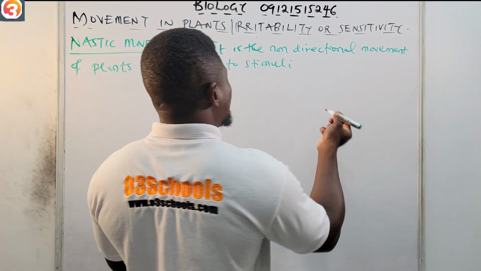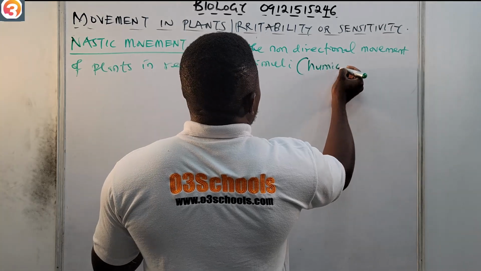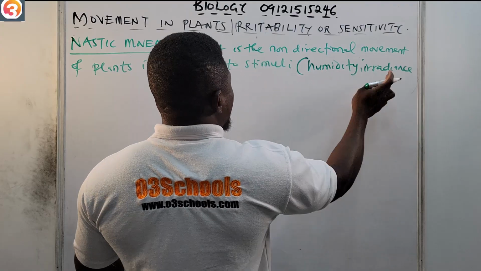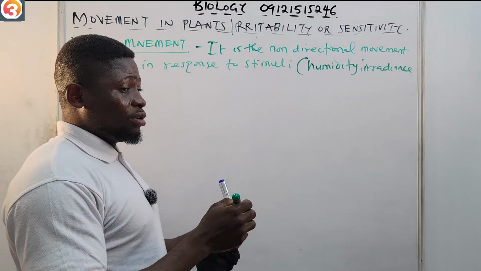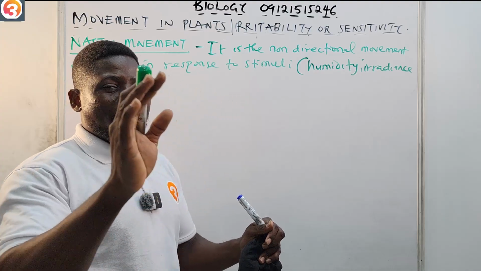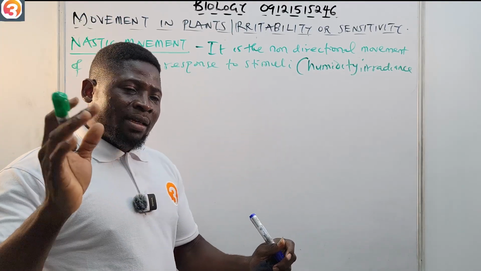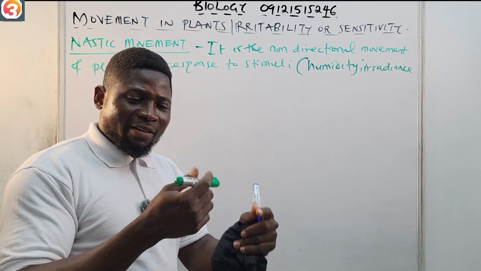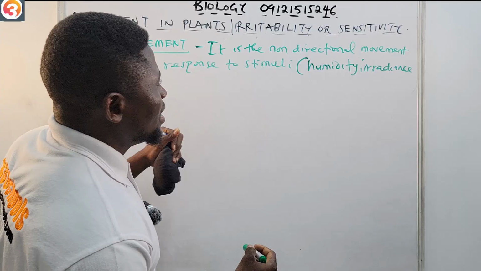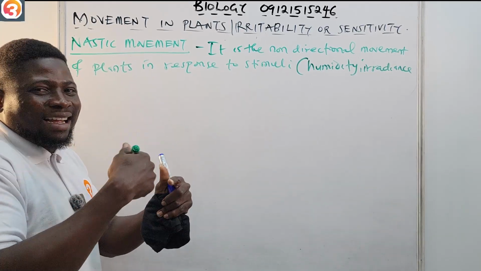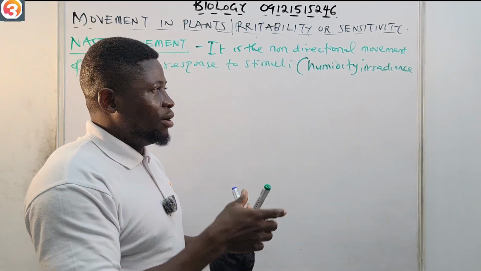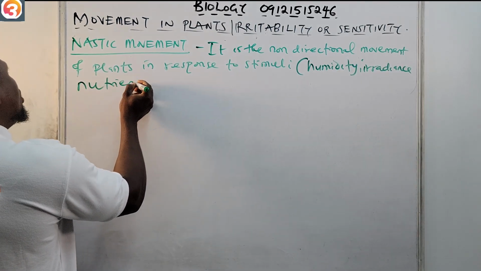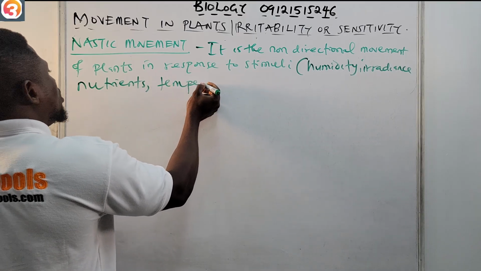It could be a response to something like humidity, or irradiance. You know what humidity is now. Irradiance is the amount of light energy hitting a surface. So the more light is hitting the leaves of a plant, the more it can photosynthesize, so the plant can respond to that stimulus. So humidity, irradiance, it could be in terms of nutrients, or temperature.